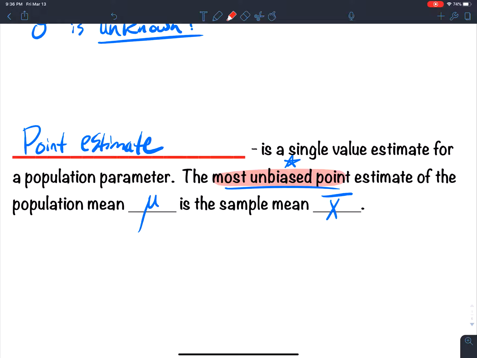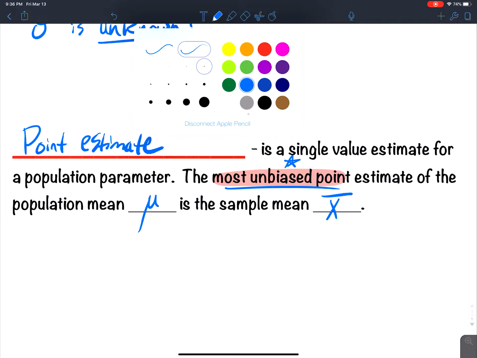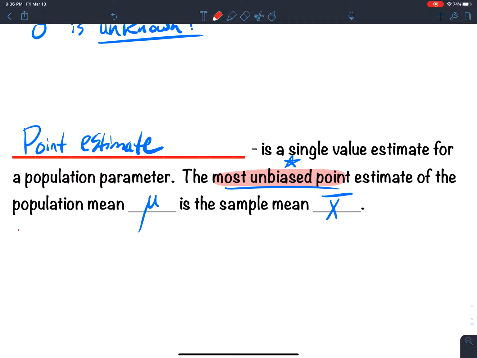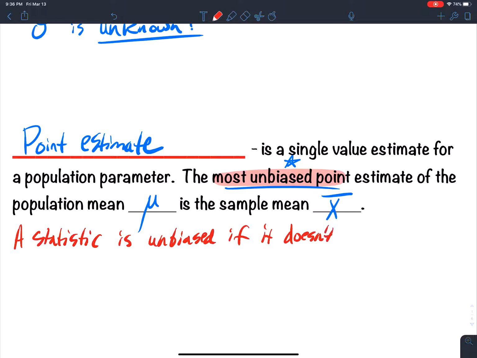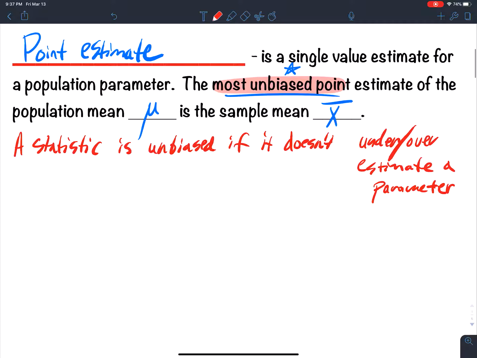Now, what does it mean to be unbiased? So you might want to take note of this. A statistic is unbiased if it doesn't under or overestimate a parameter. Okay, if it doesn't under or overestimate a parameter. You think about it, okay?